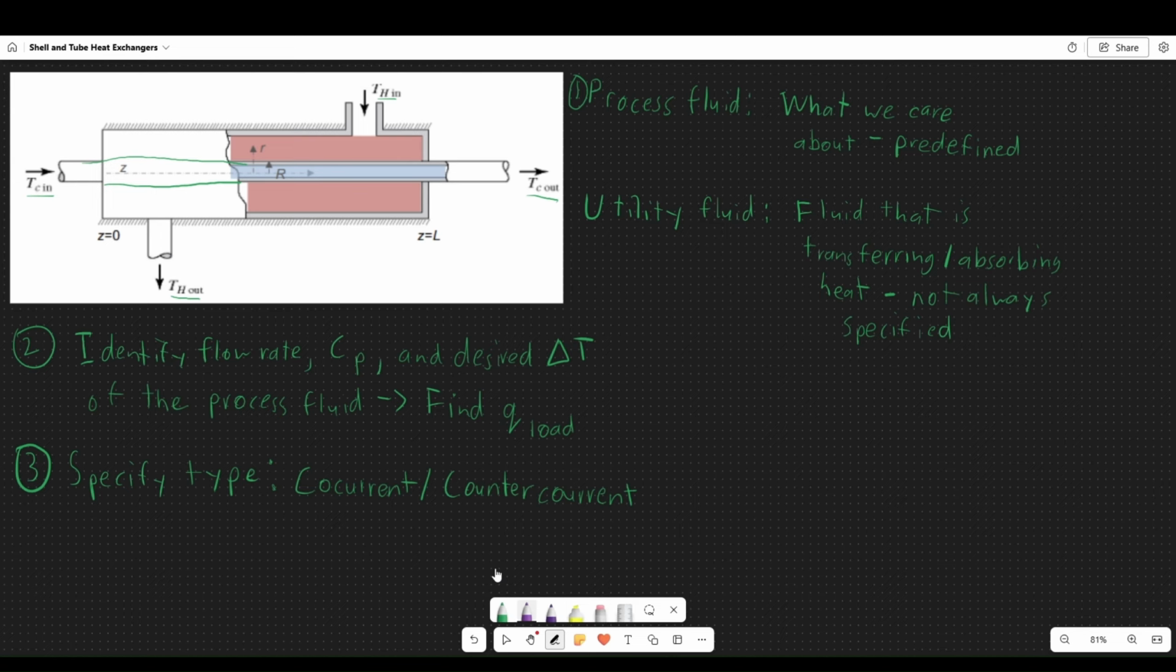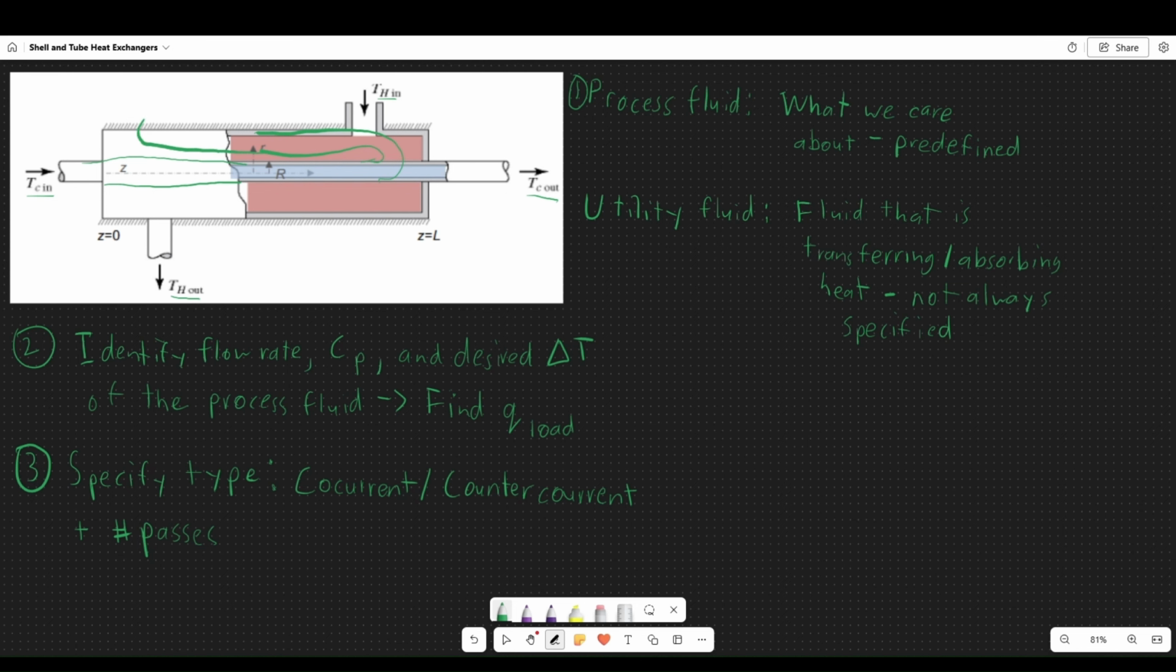And then the next thing we want to do, once we specify the type, is to know the number of passes. So what does the number of passes mean? Well, in this case, we have only one pass. But sometimes, let's say we want to maximize surface area, but we have a limited constraint on how big this shell and tube heat exchanger can be. Well, sometimes people will design heat exchangers that, instead of going straight out, will actually loop. So it'll go back. So this will actually loop over.